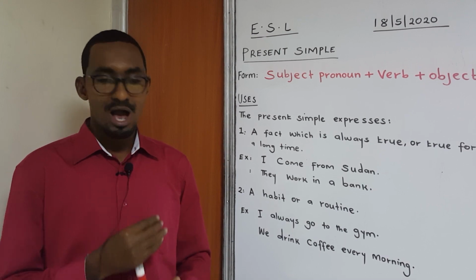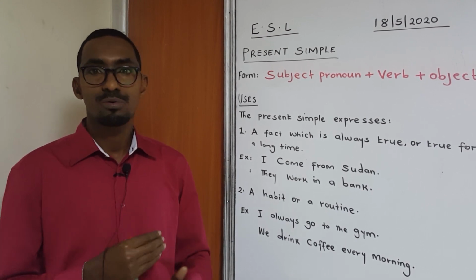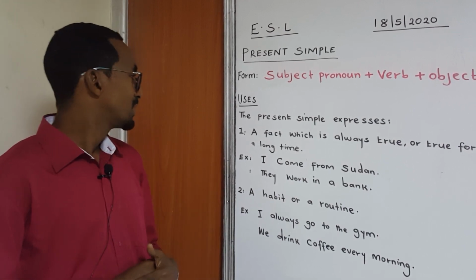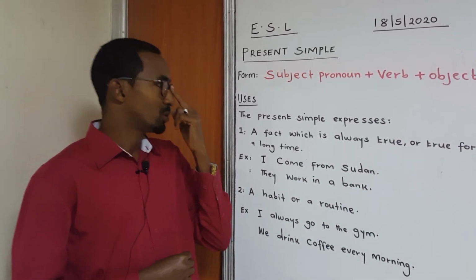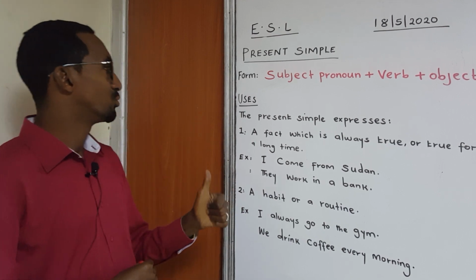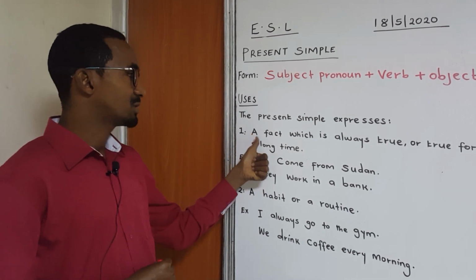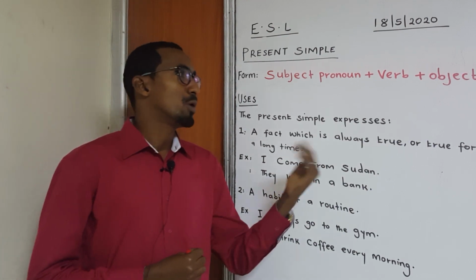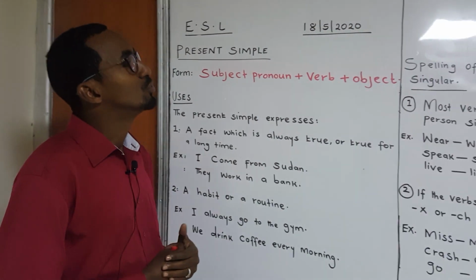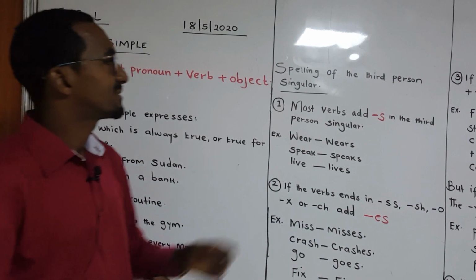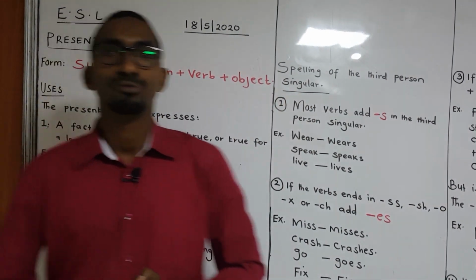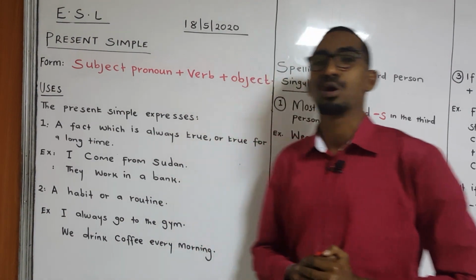So it is an action repeated every single time or regularly. So make sure you remind yourself of these two uses. A fact which is always true, or a habit. Now, let's move on to our next part, that is the spelling of the third person singular.